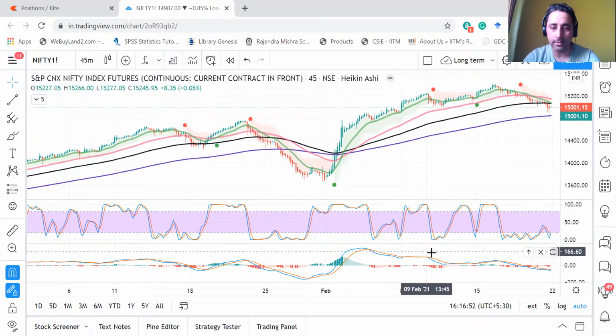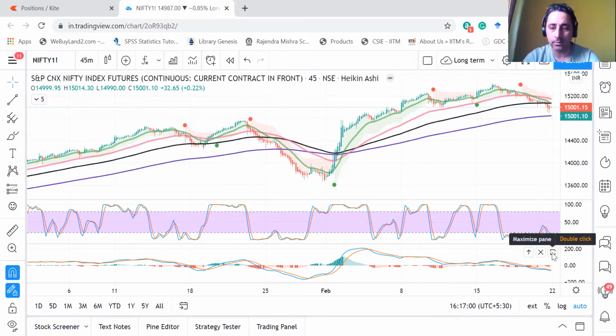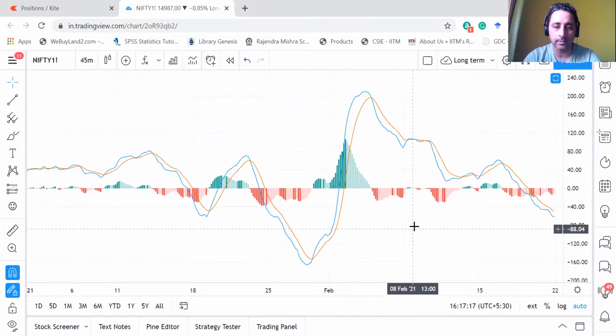If you look at the MACD graph at the bottom, there are three icons. One is an up arrow, another is a cross, another is a sort of full screen button, maximize pane. If I click the up arrow, this will shift upwards on top of this price graph. I don't want that. The cross icon will delete this MACD. Don't want that either, and the maximize pane will maximize it.